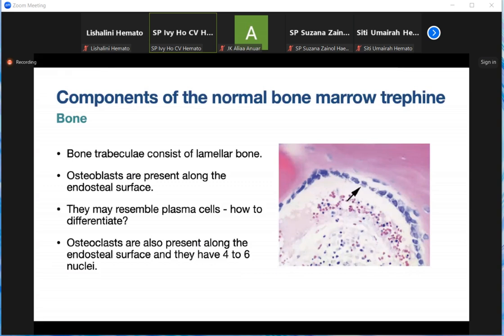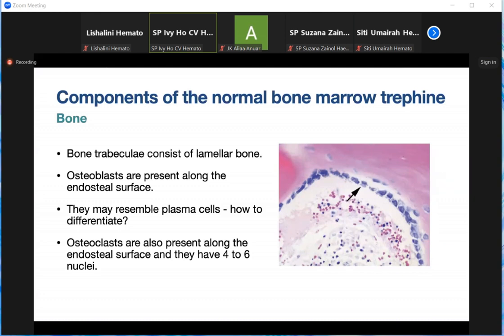Okay, what are the components of the normal bone marrow Trephine? First of all, let's look at the bone. The bony trabeculae in the Trephine biopsy consist of lamellar bone. There are many types of bone, but here particularly it is lamellar bone. These bones are surrounded by osteoblasts along the outer surface of these bony trabeculae. Be careful that these osteoblasts can look very similar to plasma cells. So how do we differentiate them?